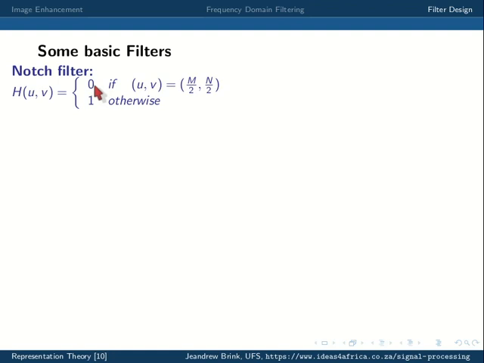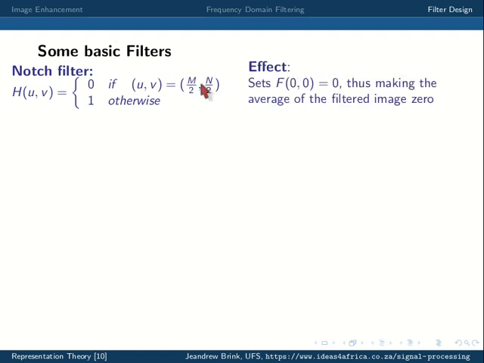So if your image had values between 0 and say 1, and you apply a notch filter in Fourier space, you will basically have the values of your image be between -0.5 and 0.5. So on average they will be 0. The effect basically sets F(0,0) to 0, making the average of the filtered image 0. And that's a nice way to center your image, and then you can expand it again so that you have the full range of the grayscale of your display.